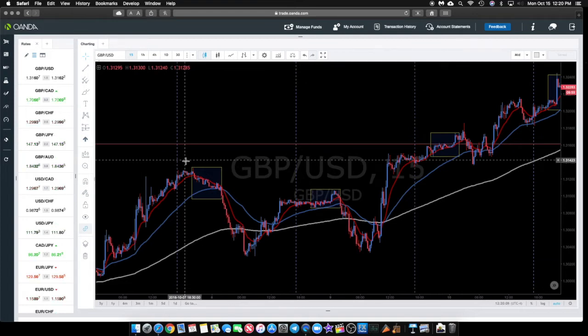Number two is we all know that London sets up the trend, and then in the New York session we very likely get a reversal. That's typically how it happens. So if we don't find a pattern during London, then you'd be looking for some type of reversal to happen during the New York session. Those are the things we're going to look for here.